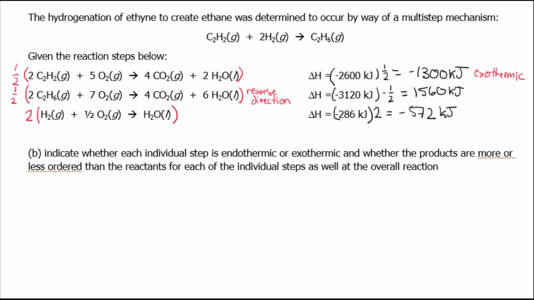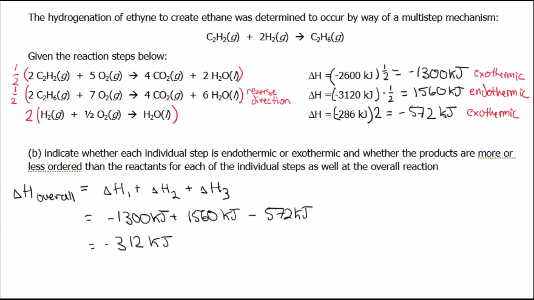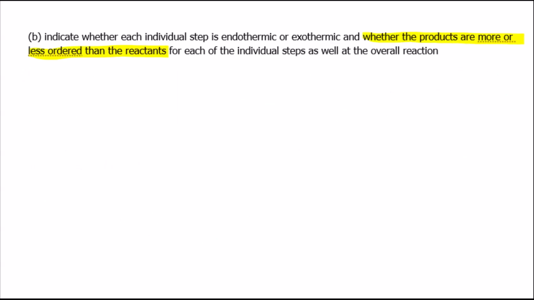The first one is negative, meaning energy is being given off and it is exothermic. The second one is positive, meaning energy is being taken in and it is endothermic. The last one is negative, meaning energy is being given off and it is exothermic. Delta H overall is just going to be these steps all added up. And once we add them up, we get a value of negative 312 kilojoules. And that is a negative value, meaning energy is being given off and it is exothermic.